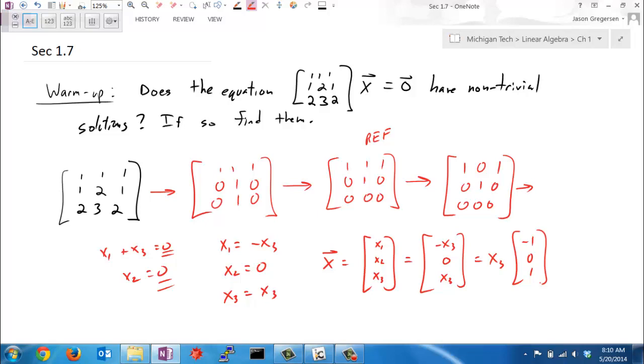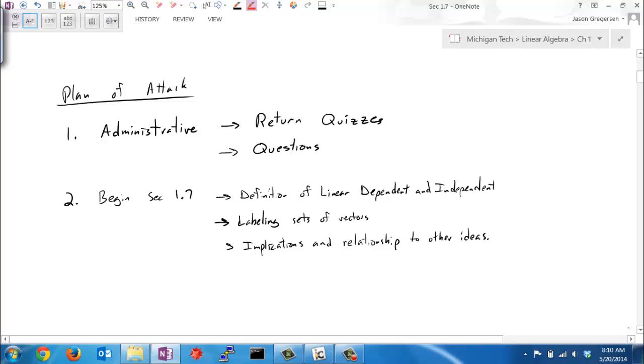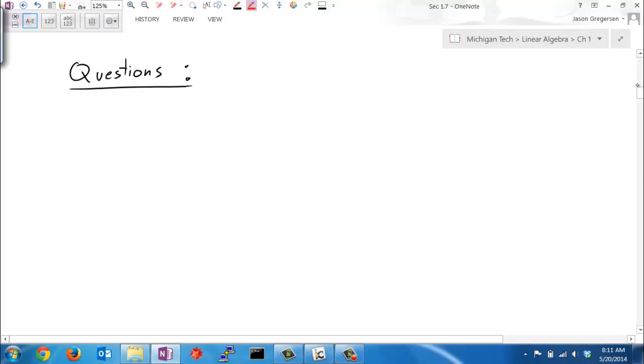All right, the plan for today is to return those quizzes that we took and take questions: questions from the homework, questions from the section, questions from the quizzes that you're looking at, any questions you might have. After that, we're going to get into section 1.7, definition of linear dependent and independent. We're going to talk about labeling sets of vectors using these characteristics, probably do a proof or two, and talk about how these ideas blend into all these larger ideas we've been going through. But we'll start with questions. So, questions.